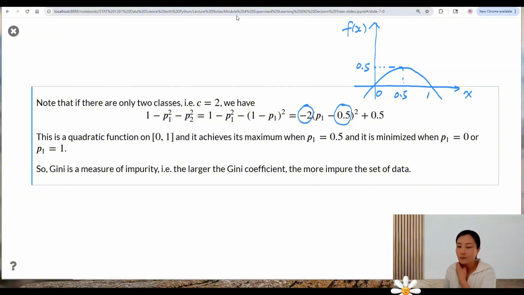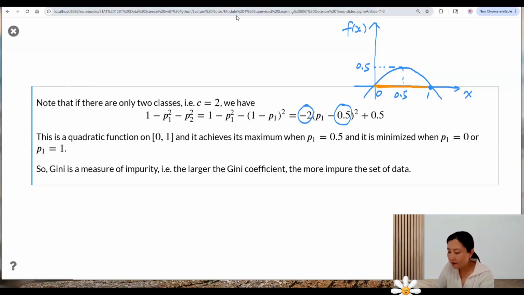And we know that probability is only defined between 0 and 1, right? So technically, it's only defined on this region, from 0 to 1. So this is how the Gini coefficient looks when we have only two classes.